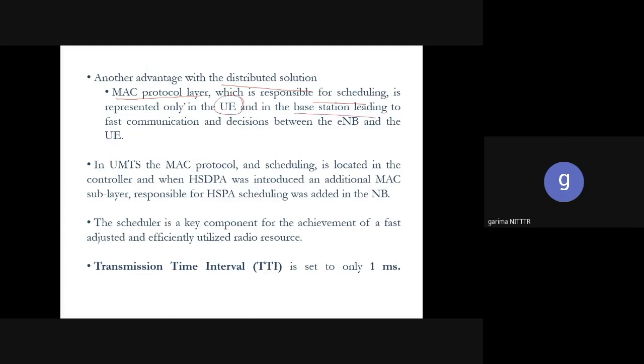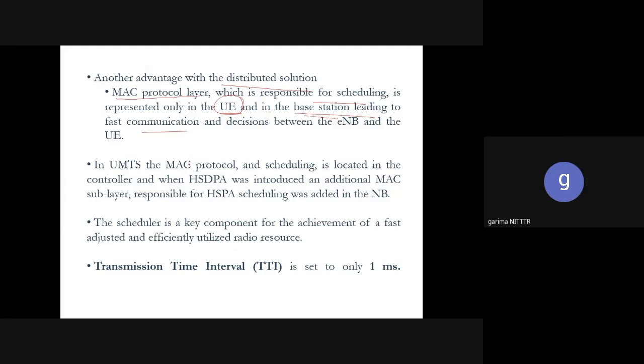So you have these layer structures, but for 4G communication, the MAC protocol layer is responsible for scheduling, and it is available in the user equipment and base station itself only, so that it will lead to fast communication. Because the ultimate goal of LTE is to provide a high-speed data network connection and a high data rate to the user.